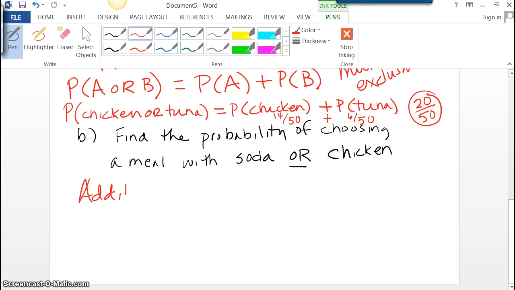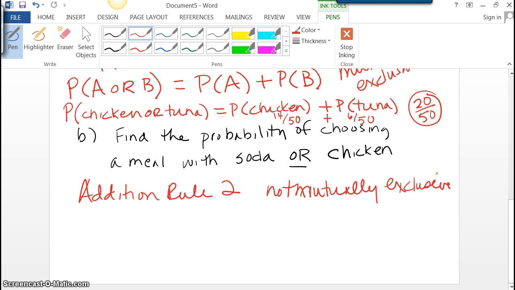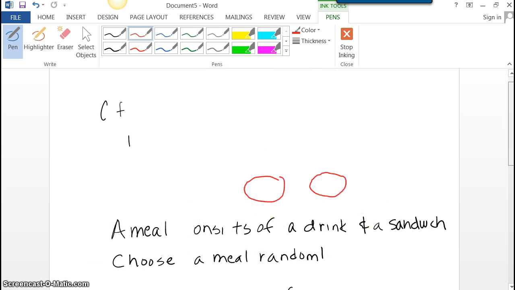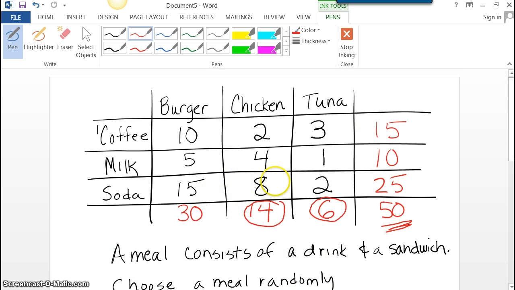Addition rule 2 is used when the events that you're talking about are not mutually exclusive. In other words, they can happen at the same time. And so the question here is, what's the probability of selecting a meal that has soda or chicken? And apparently you can choose soda and at the same time choose chicken, because when you look at the table back here, there are some people right here who have chosen both soda and chicken. And what we want to do is try not to double count those.